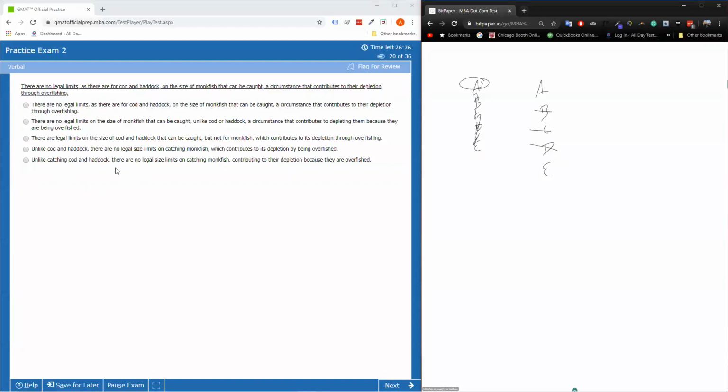Unlike catching cod and haddock, there are no legal size limits on catching monkfish, contributing to their depletion because they are overfished. The "because" sort of, it shouldn't be "because," it's in addition to the fact that they're overfished. I like A.